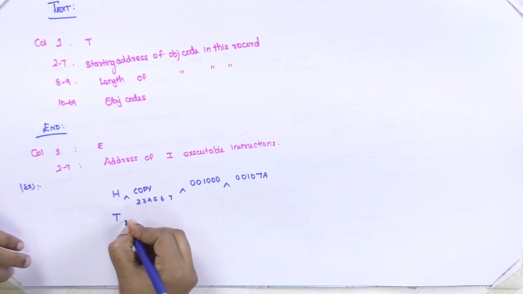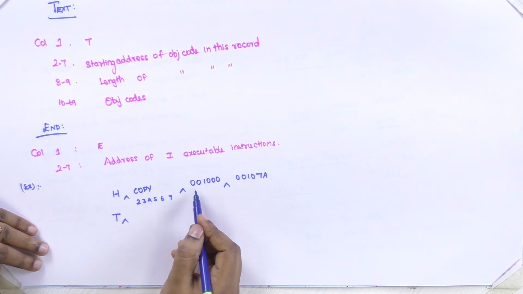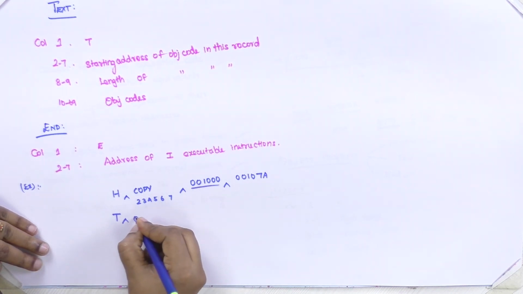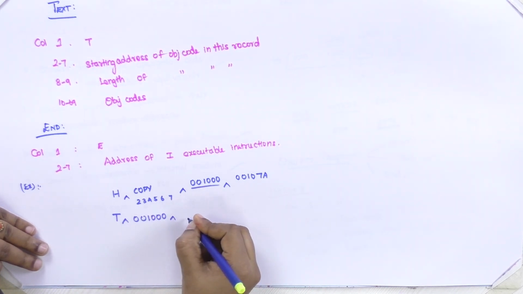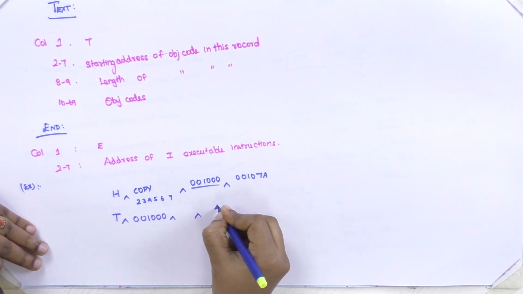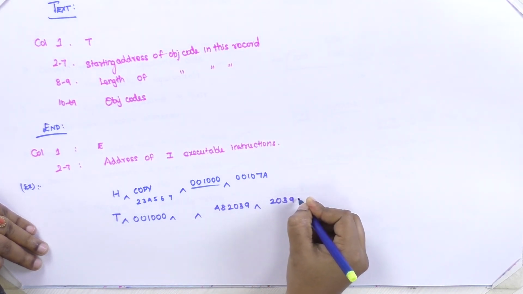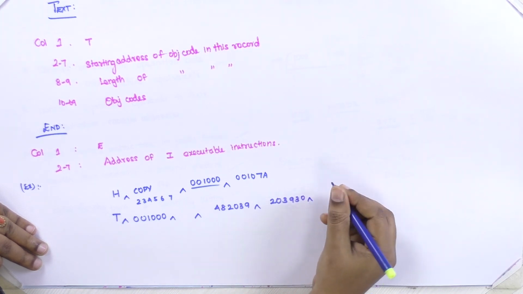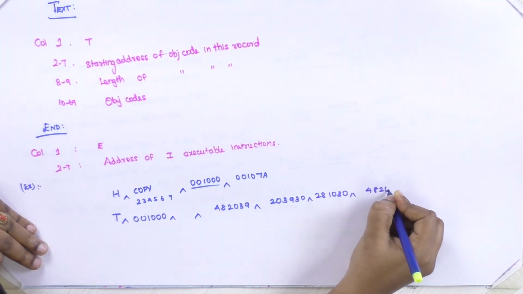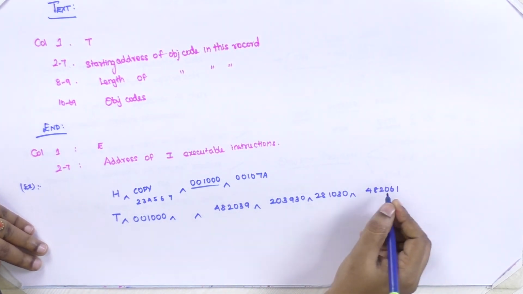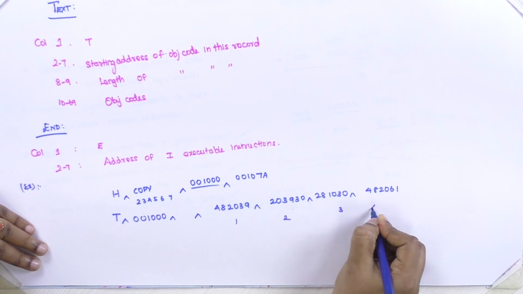Next, the text record will start with T. Then columns 2 to 7 will contain the starting address. The first starting address of the object code will be in this address only, so you have to write that address. Next we have to specify the length of the object code. These are example object codes. In this particular text record, how many object codes am I storing? 1, 2, 3, 4 object codes.